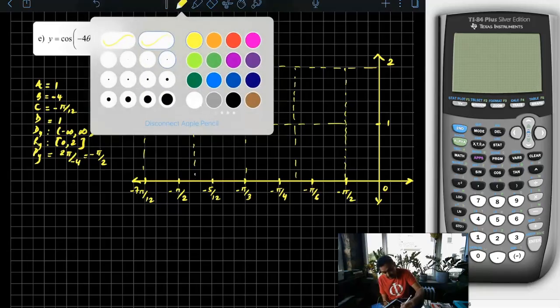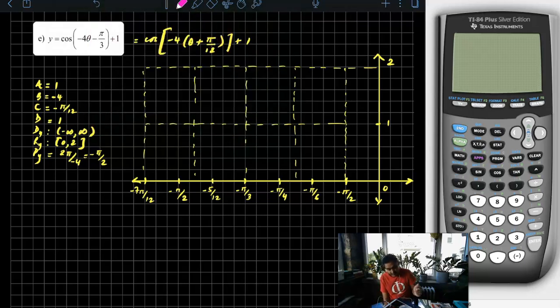So now I'm going to my cosine graph, but that's traveling in the negative direction. Cosine means it starts at the max, mid, min, mid, max. I'm just going to connect them with a smooth curve, a sinusoid.